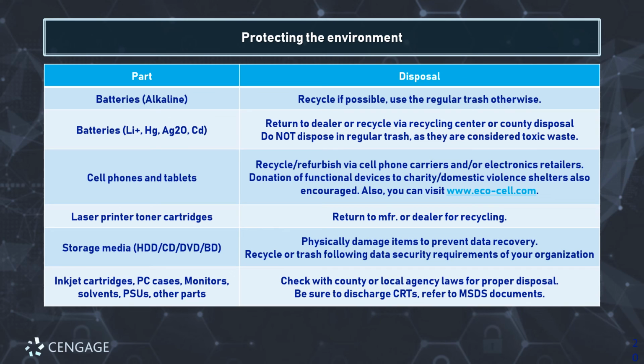Cell phones and tablets contain a lot of rare earth metals and other precious components that can be recycled or refurbished pretty easily by most large retailers. So cell phone carriers and electronics retailers are going to have recycle bins for e-waste of that type as well. If you have a functional device, you can occasionally donate these to charity and domestic violence shelters, to allow people who are in potentially hazardous situations to have a means of contact that is not limited by a potentially abusive partner or things of that kind. You can also visit websites like ecocell.com and resell your device depending on its age and viability.